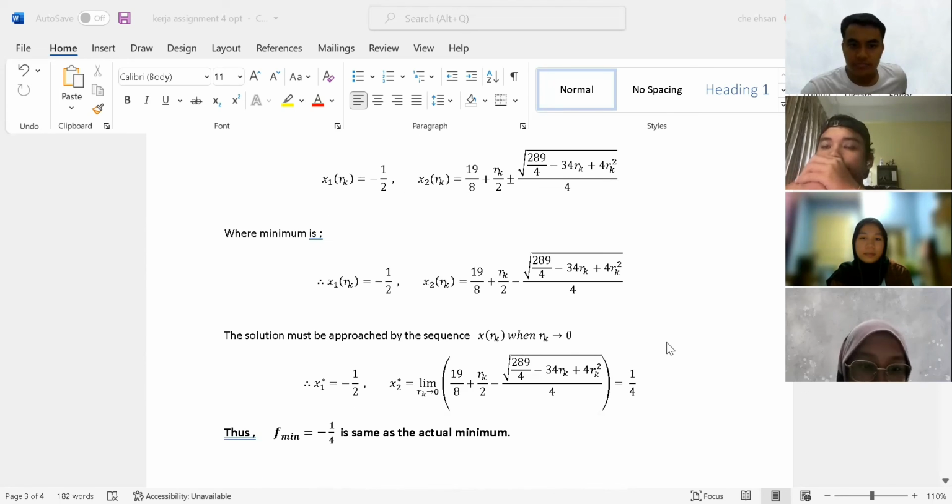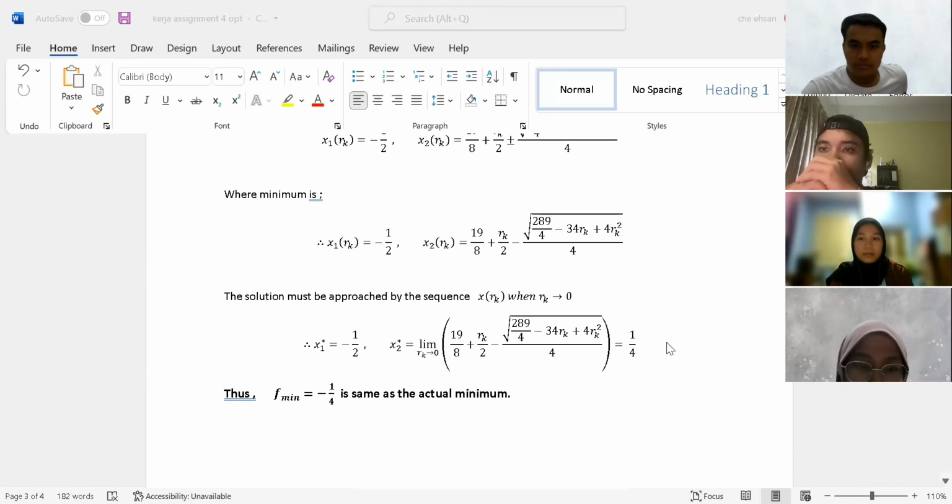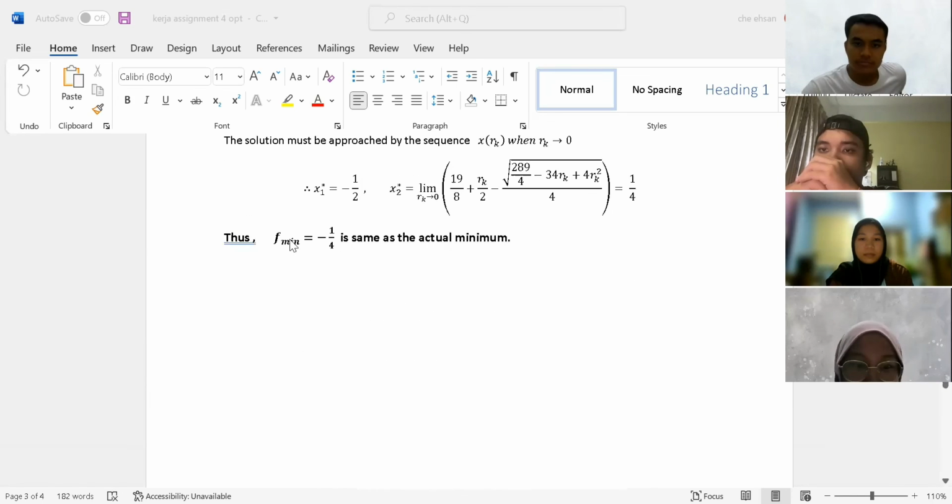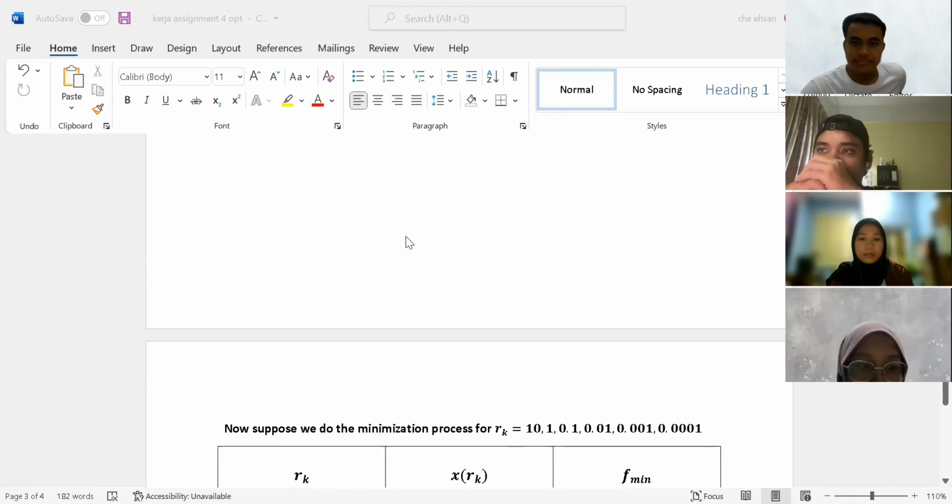We let x2 approach the sequence as rk approaches 0. When we use this limit, we will get 1 over 4, and we will get the final values for x1 and x2. Thus, we get f minimum by substituting x1 and x2 into the objective function, which gives negative 1 over 4, the same as the actual minimum. Then I will pass to the next presenter.